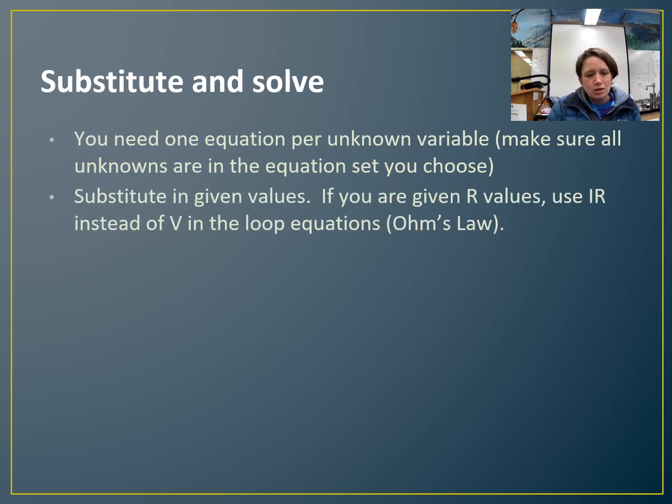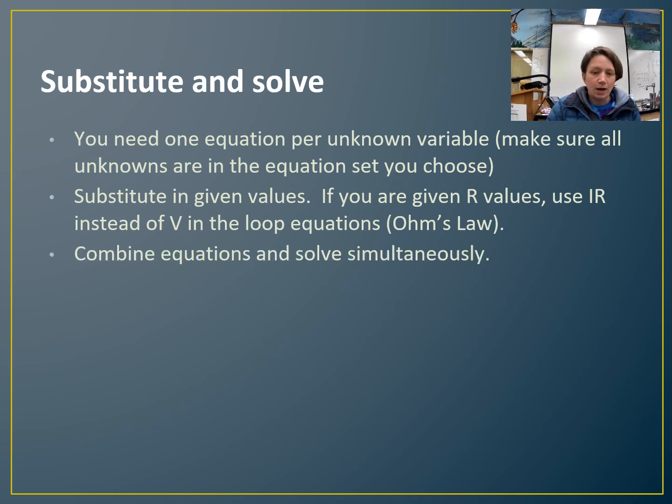Once you have your equations chosen, you'll substitute in any of the known or given values. A note about this: if you are given R values, but don't have information about voltage drops across individual resistors, you can use IR, the product of current and resistance at a point in space, instead of the V in the loop equations. And this is from Ohm's law. Since V is equal to IR, at any point in space, the V can be replaced by I and R. Then you're going to combine the equations and solve them simultaneously.